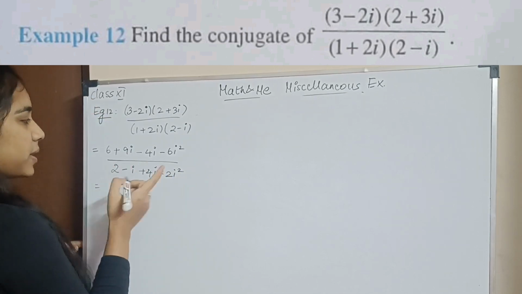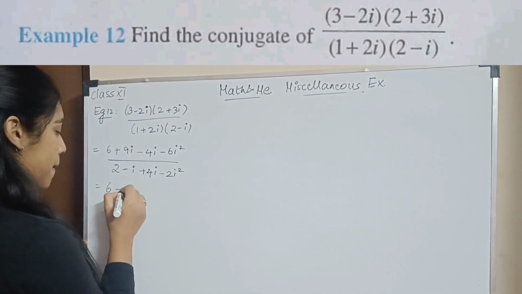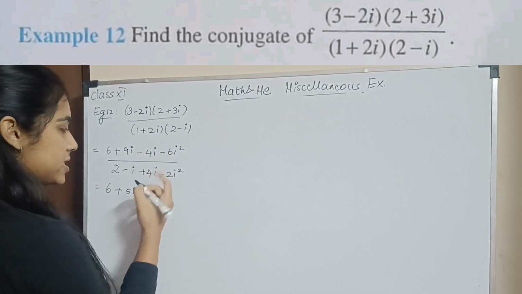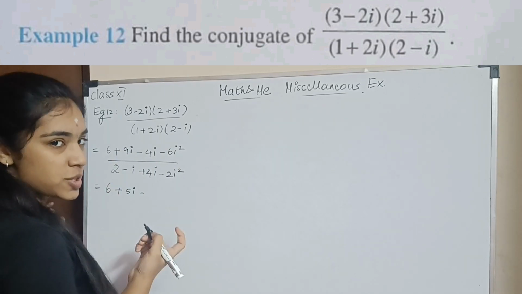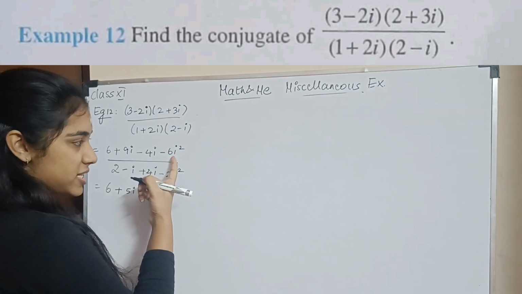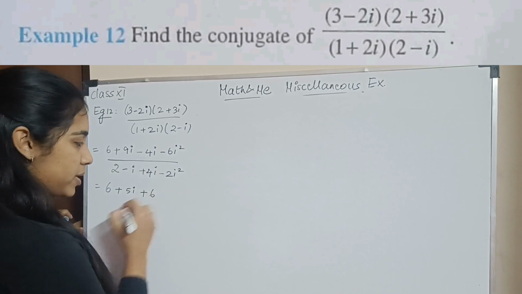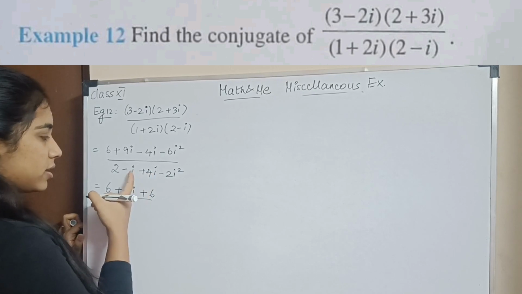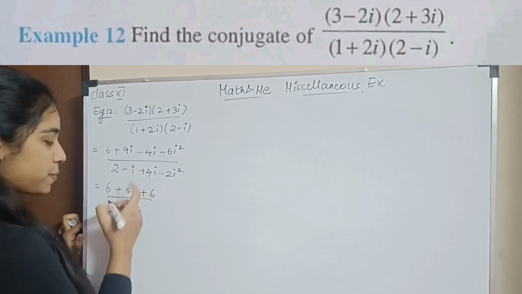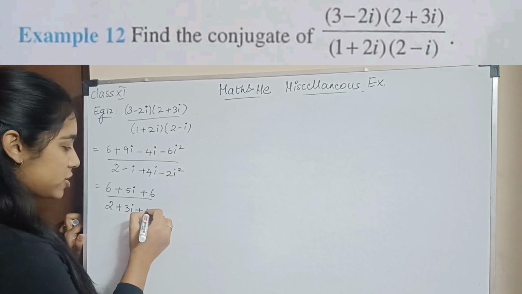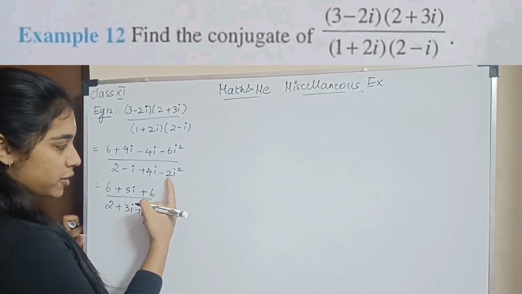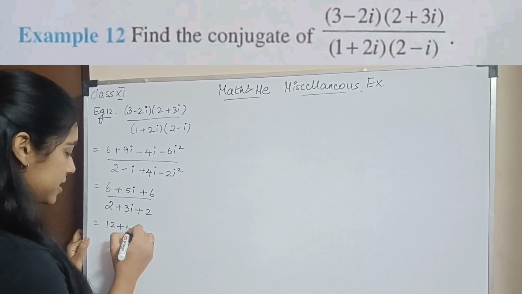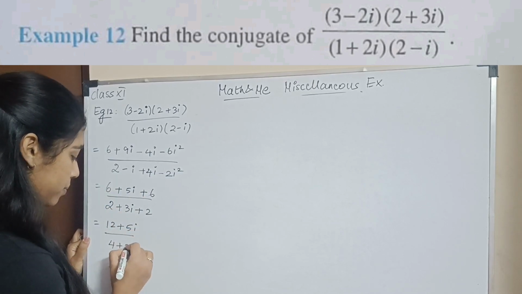Okay. So, now real parts, imaginary parts. Before that, 6 plus 9i minus 4i is 5i, minus 6i square. i square is minus 1. Minus 1 into 6 is minus 6, minus into minus plus 6. So, I have plus 6 divided by 2 minus i minus i plus 4i. So, it's plus 3i. So, 3i plus 2 i square is minus 1, minus 1 into minus 2 is 2. So, plus 2. 6 plus 6, 12 plus 5i divided by 4 plus 3i.